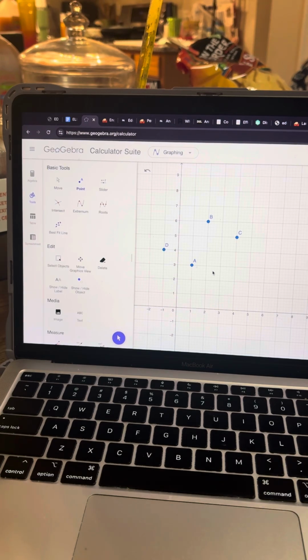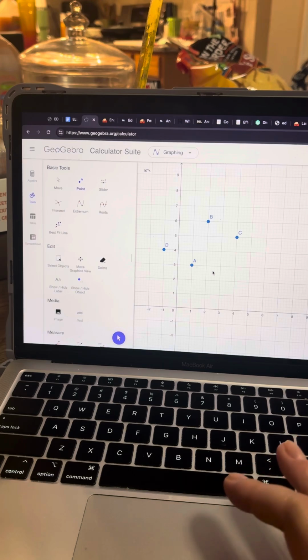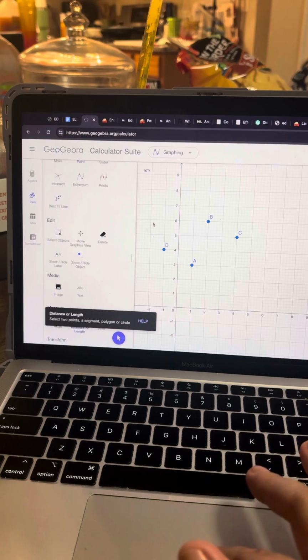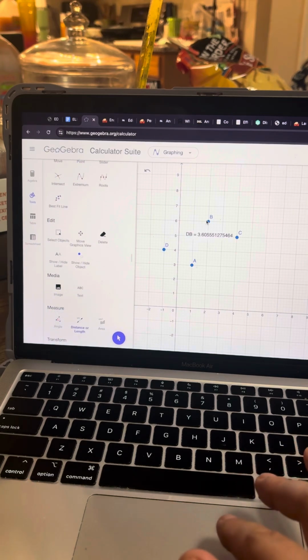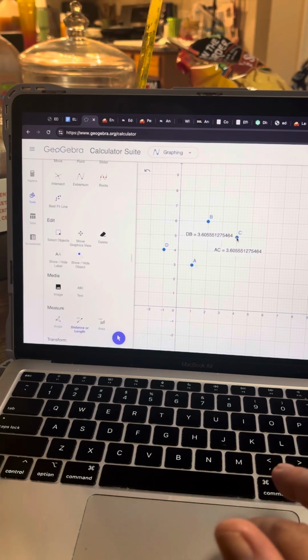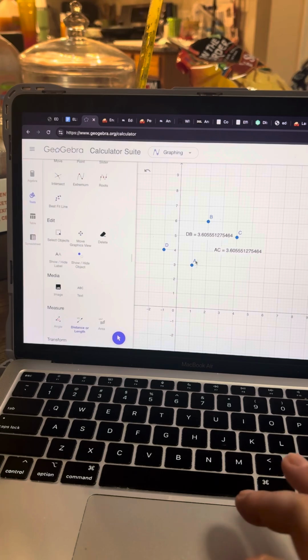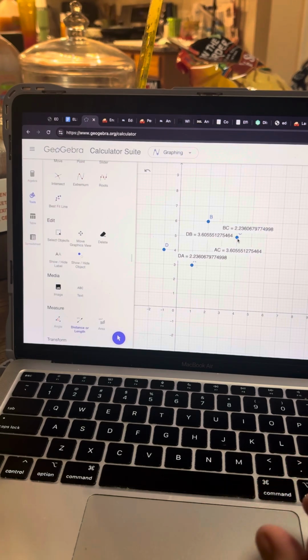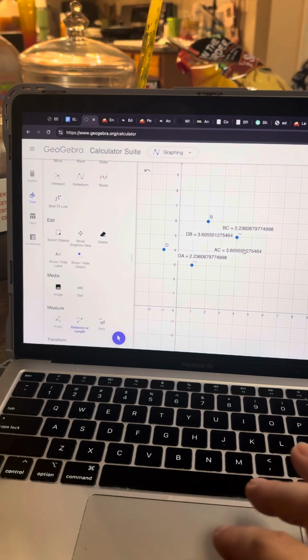A parallelogram has opposite sides that are parallel and opposite sides that are congruent. If you want to measure the sides to make sure, we'll go into measurements. Side DB is 3.6055 and side AC is 3.6055. You can also look at DA, 2.2367, and BC. So actually this could be a square as well because it has 4 equal sides.